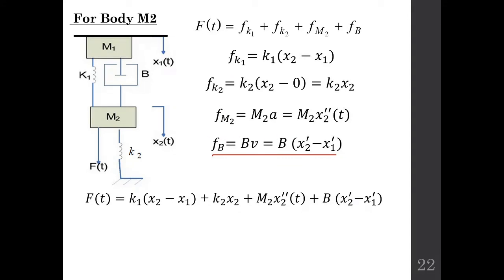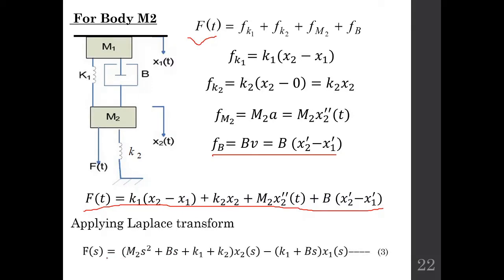So simply by putting all these quantities into this equation, it will be transformed to this thing. Next we'll take the Laplace transform of this equation, and after doing some transformation, we can rewrite this equation like this after taking the Laplace transform. So this is our equation number 3.